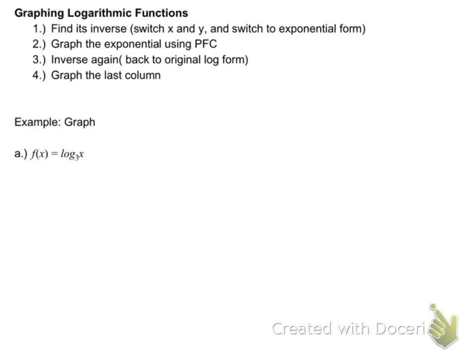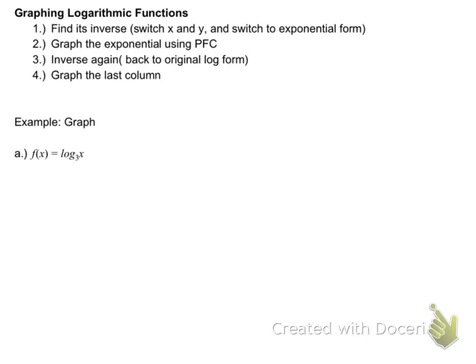The biggest thing is following those steps of finding its inverse. Switch x and y, and then switch to exponential form. Or vice versa, switch to exponential form, switch x and y. You're going to graph the exponential using PFC, parent, family, child. You're then at the end going to not graph it, but take the inverse, bringing us back to the original log, and graph that set of data. It seems like a lot of work, but it's the same amount, just one extra column and an inverse.